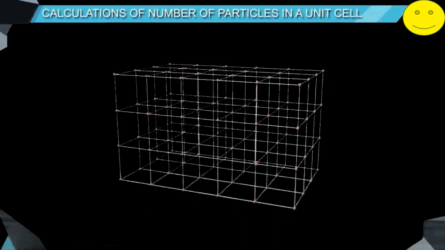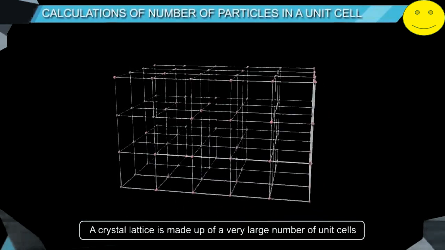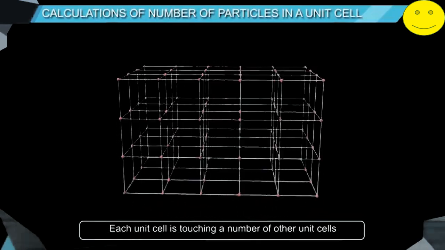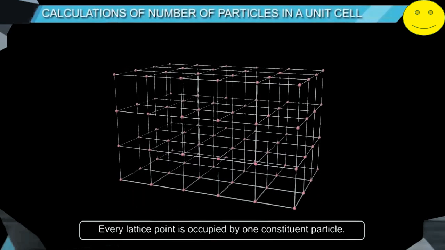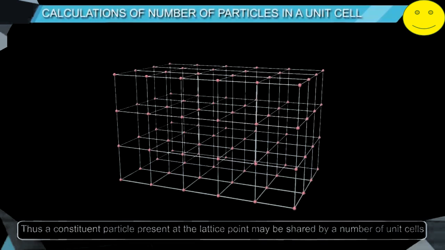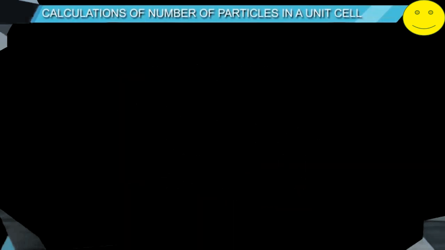Calculation of number of particles in unit cell. A crystal lattice is made up of very large number of unit cells. Each unit cell is touching a number of unit cells. In unit cell, every lattice point is occupied by one constituent particle. Thus, a constituent particle present at a lattice point may be shared by a number of unit cells. Let us now understand the contribution of particles in lattice point to its unit cell.